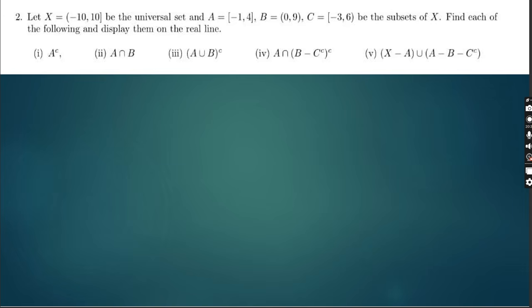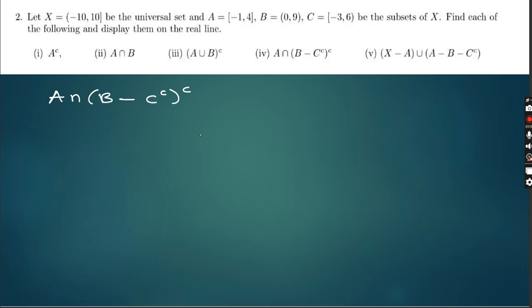So here is what you are going to do. We are going to simplify the set. We want to simplify this set so that we won't struggle when it comes to presenting it on the real line. So the set is A intersection B minus C complement here. Then we have a complement A. Okay. So here is what I want to show.